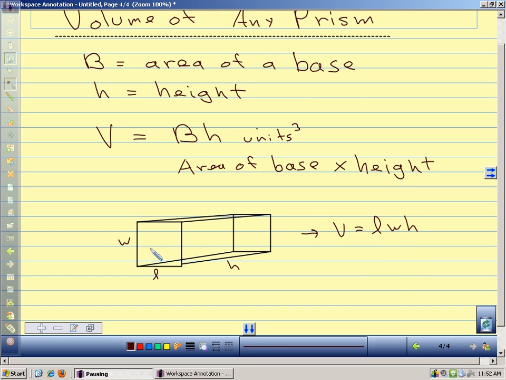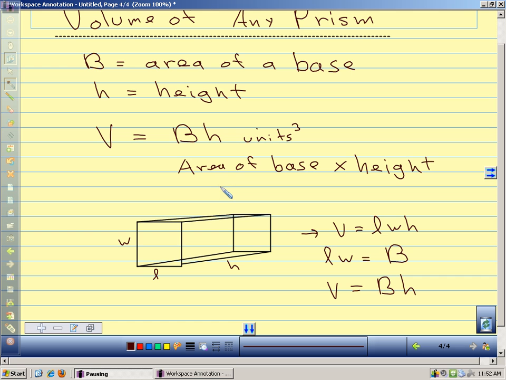Well, if we think of this rectangle as the base of our prism, L times W is the area of one of the bases. So this formula tells us that the volume is L times W, which is capital B, the base, times the height. So this formula that we talked about before is exactly the same as this formula. That one only works for right rectangular prisms. This formula works for any prism.